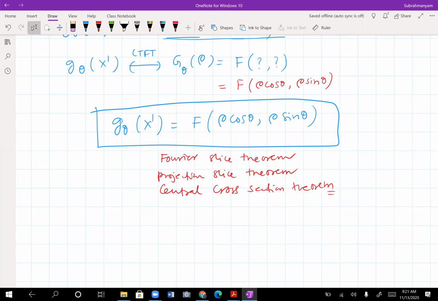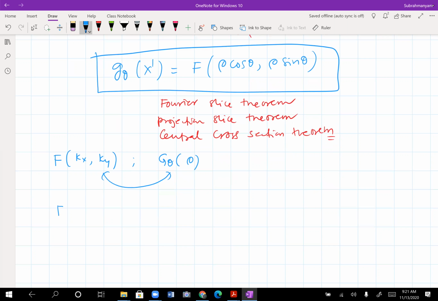In the proof, first think about what we need to do. I need to write an expression for F of kx comma ky on one side, and an expression for the Fourier transform of g theta of x prime, which I am calling g theta of rho. Then I need to see a relationship between these two. First, let's start with what we are very comfortable with: F of kx comma ky. You tell me the expression in terms of f of x y. You should be jumping on this by this time.